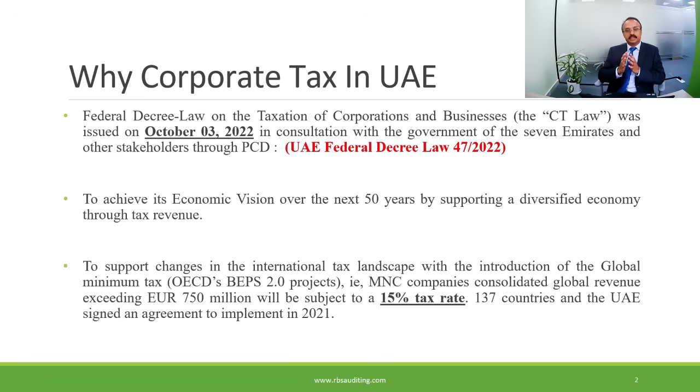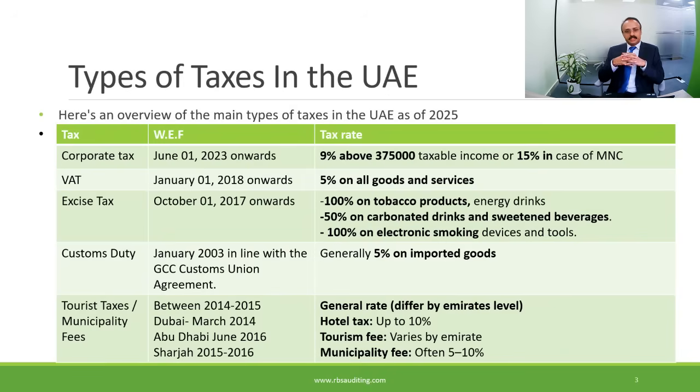But before going ahead, what is the business structure in the UAE? So let's look at the types of taxes in the UAE. For example, corporate tax with effect from June 1st, 2023. This is the effective date of the law, which was issued in October 2022. The tax rate is 9% above 375,000 and 15% in the case of an MNC company. Next, VAT was introduced on January 1st, 2018 onwards, at 5% on all goods and services.